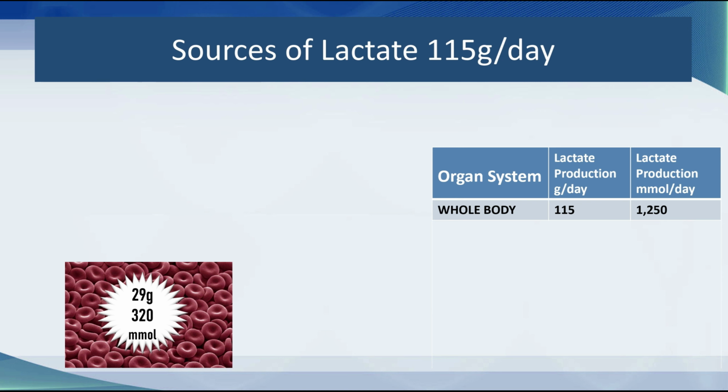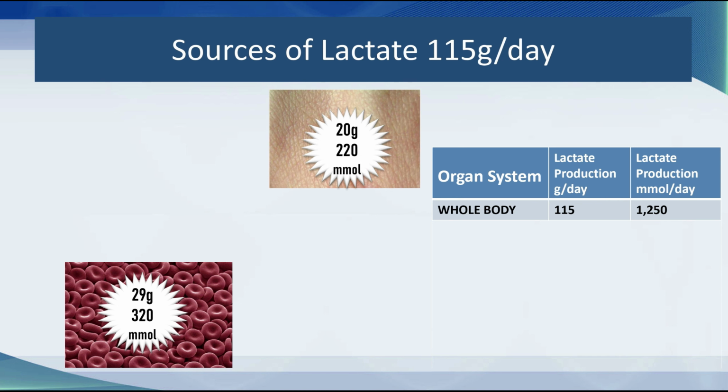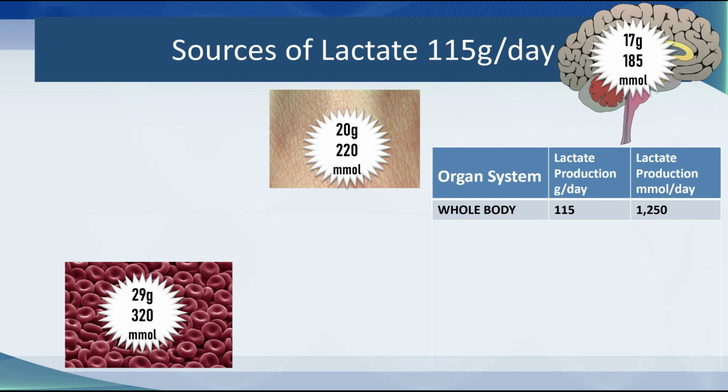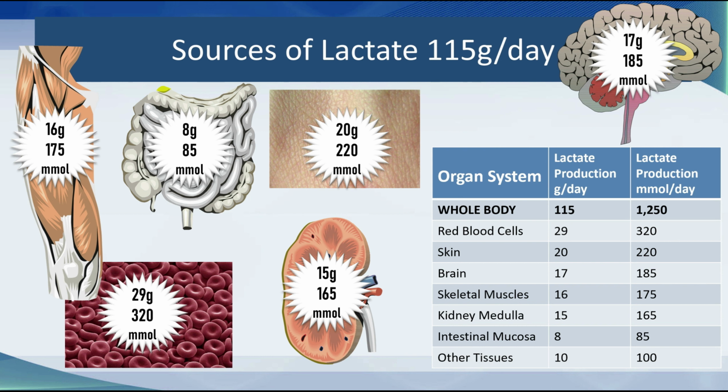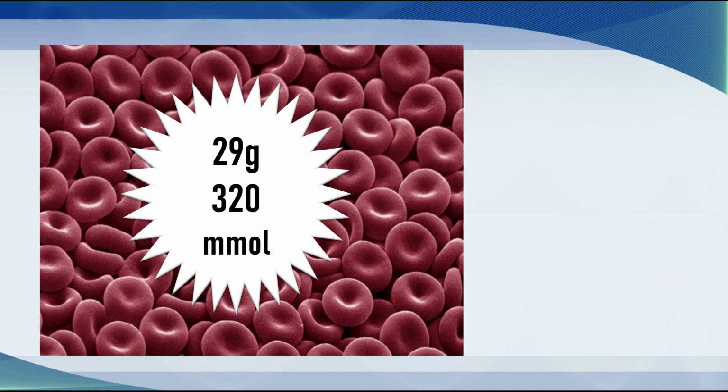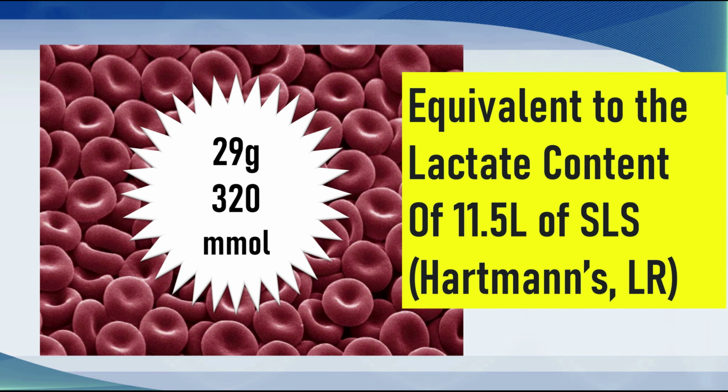The other organs that produce a lot of lactate at rest include the skin, the brain, skeletal muscle, the kidney, and the bowel. Obviously, the skeletal muscle output can ramp up exponentially with exercise. If you happen to encounter any of those folks who believe that you shouldn't give Hartmann solution or lactated Ringer's to patients with diabetes, it may be worth pointing out that the red cell production alone of lactate is equivalent to the lactate content of 11.5 liters of sodium lactate solution.